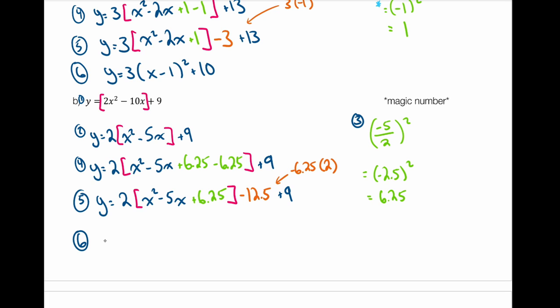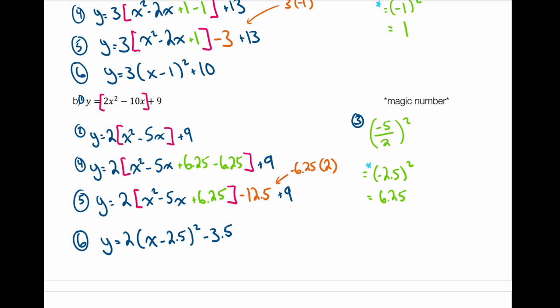Finally, step 6 is to factor the perfect square inside the brackets and collect like terms outside. So I have 2 times x minus 2.5, squared, because that 2.5 comes from the second part in my magic number, squared, and then we have negative 12.5 plus 9, or negative 3.5. And there we have our quadratic in vertex form.